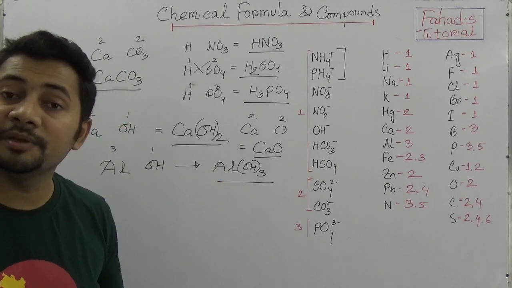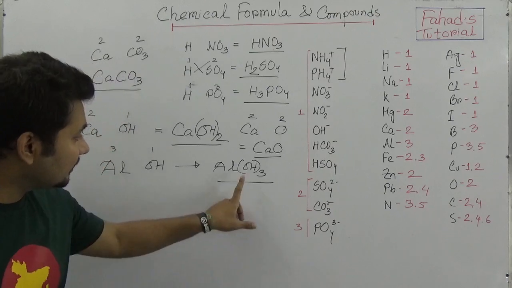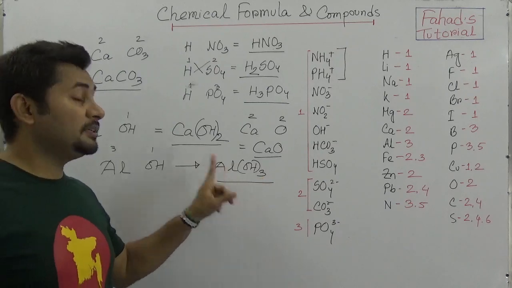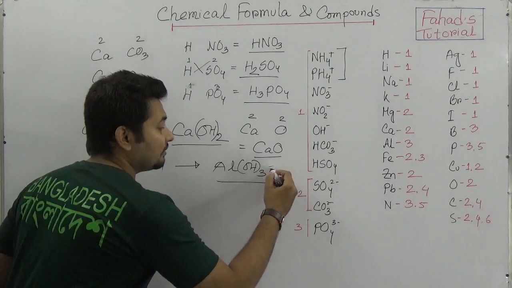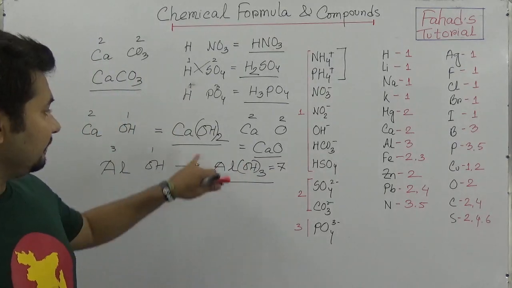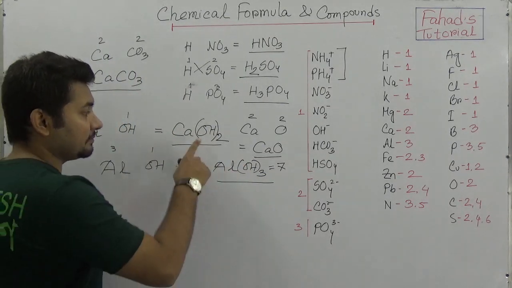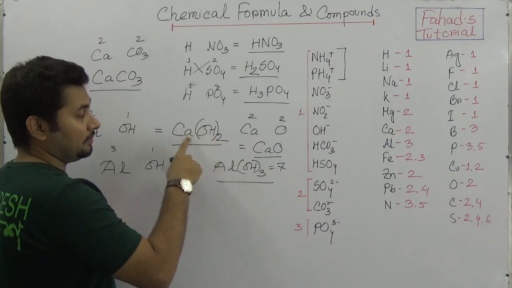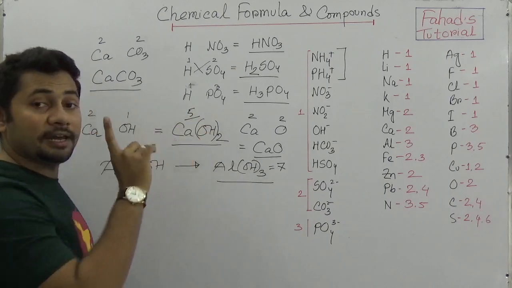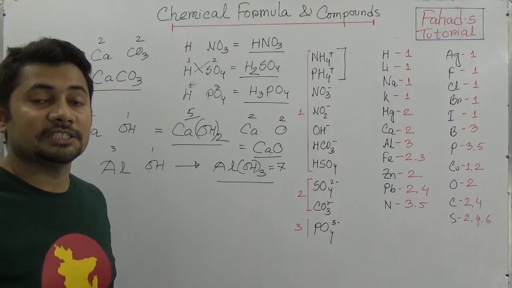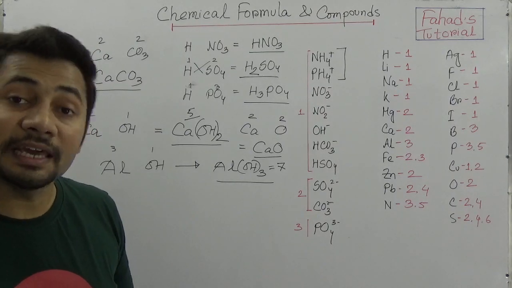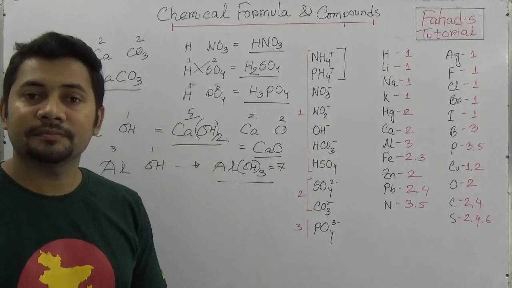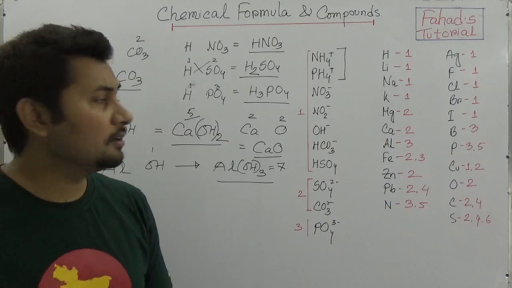And if the question is how many atoms are there, then you can say this is oxygen and hydrogen together, 2 times 3 is 6, and aluminium is 1. So the number of atoms in aluminium hydroxide is 7. If the question is here how many atoms are there, same. So 2, 1 and 2. So 2 times 2, which is 4, plus 1, which is 5. So 5 atoms are there in the compound calcium hydroxide. If the question is how many elements are there, then the answer is 3. Calcium, oxygen and hydrogen.